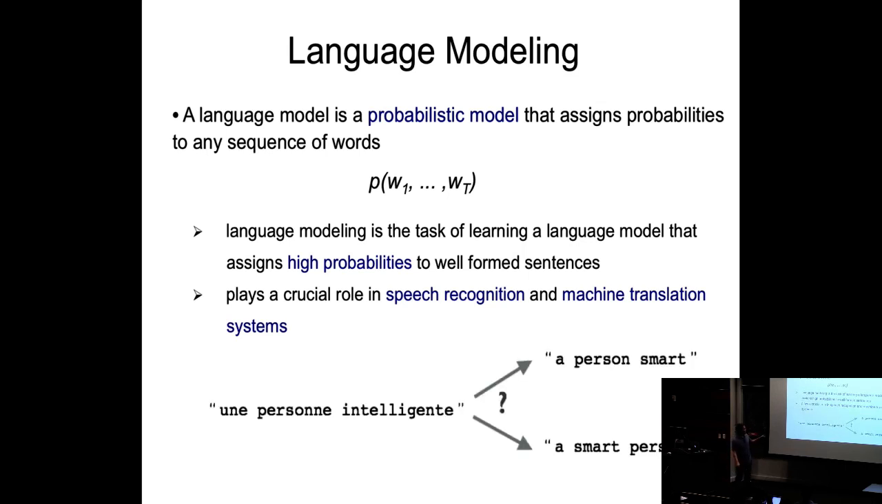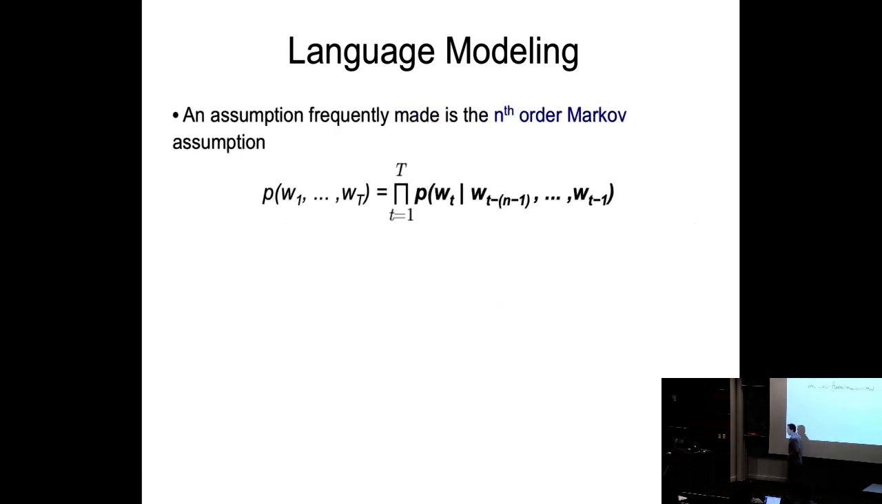So for example, here's an example, une personne intelligente. So here's your translation: a person smart, right? If you go word by word, that would be the naive translation. But in the English language, a person smart will have very small probability because people just don't say it that way. A smart person would have a very high probability. So the output of the translation system would be this, even though the word-to-word translation would be this, right?